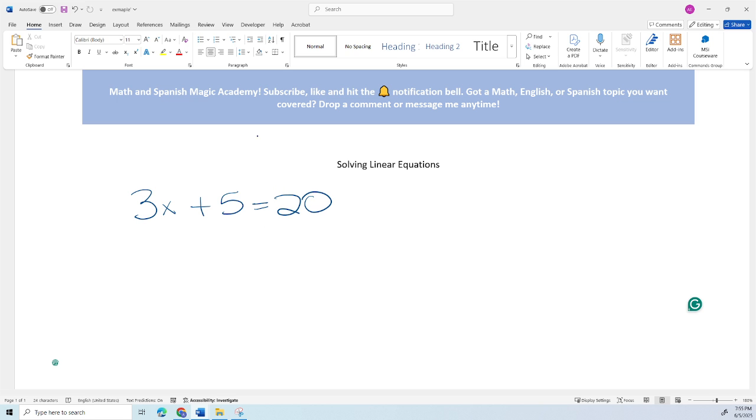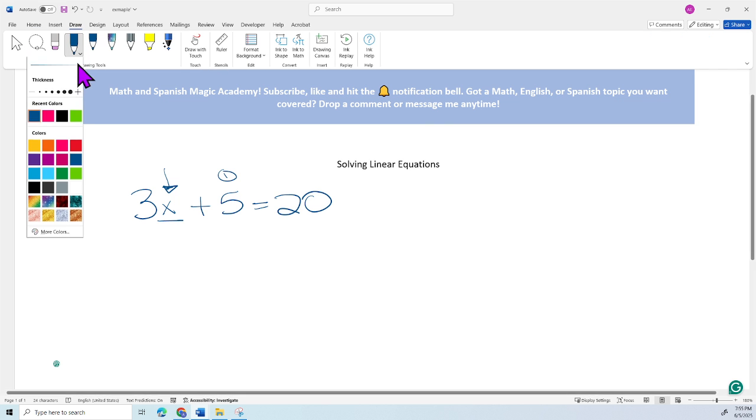Whenever we're solving linear equations, we have to take a look at our variable. In this case, the variable is the letter x, so we have to isolate, or leave x alone. In order for us to leave x alone, we have to get rid of the other terms. First, we're going to get rid of the plus 5. That's the first term that we're going to get rid of. So you have plus 5.